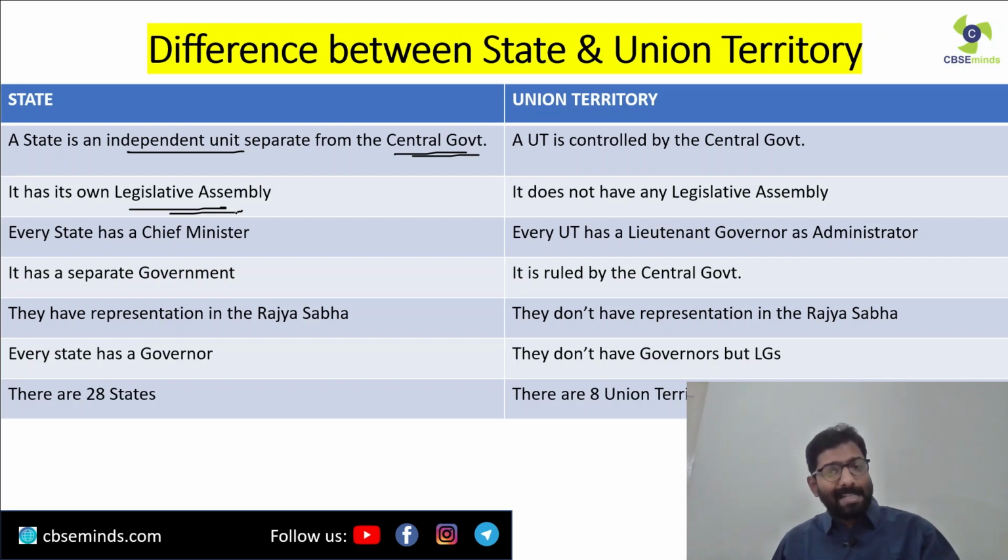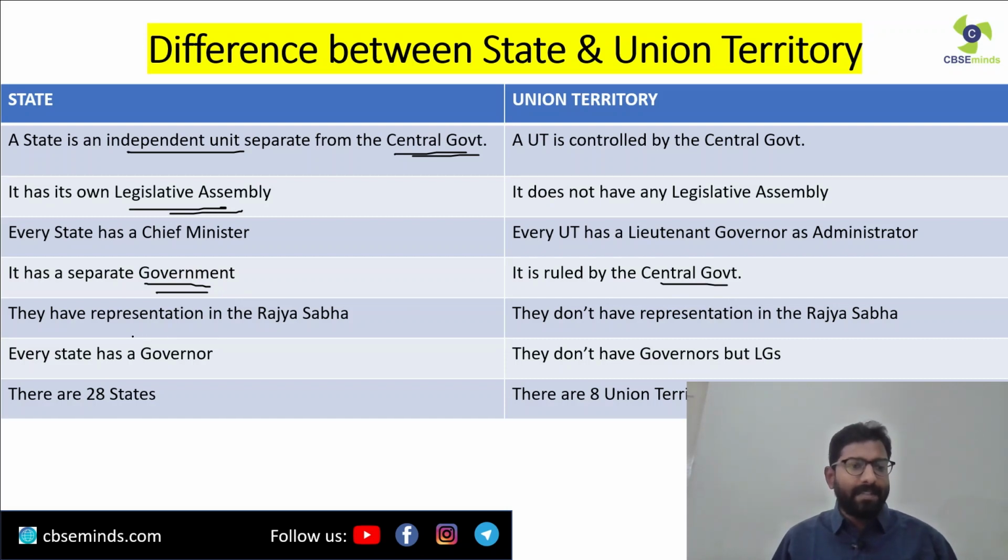However, there are certain exceptions, like in the case of Delhi, Puducherry and Jammu and Kashmir. These 3 union territories, they have their own legislative assemblies as well. Third point, every state has got a chief minister. On the other hand, every union territory has a lieutenant governor who acts as an administrator. Next, it has a separate government. We all know that state governments are separate from the central government, clear? On the other hand, talking about union territory, it is ruled by the central government.